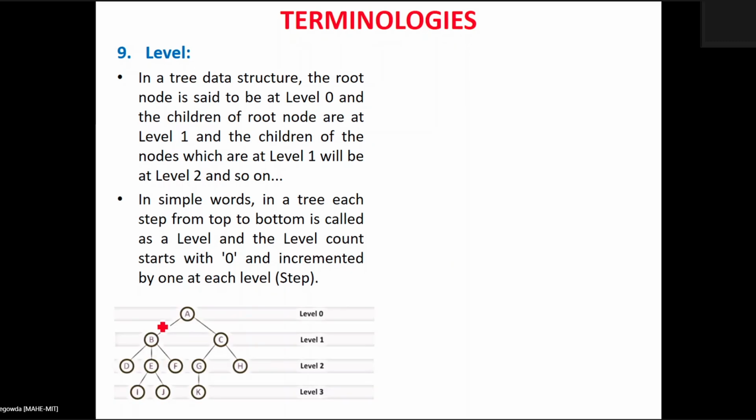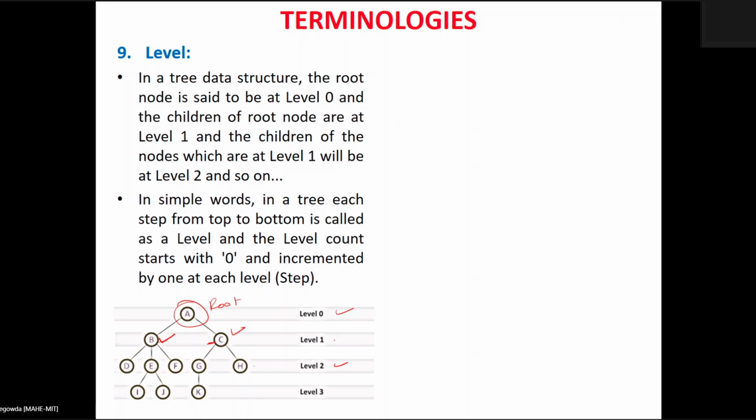Look at this here. In this case the root node is A. If this root node is at level 0, then its next children, in this example, are B and C. These two are the children of A, so they belong to level 1. And the grandchildren of A belong to the next level, that is level 2. That is D, E, F, G and H. They are the grandchildren of A. They belong to level 2 and so on.